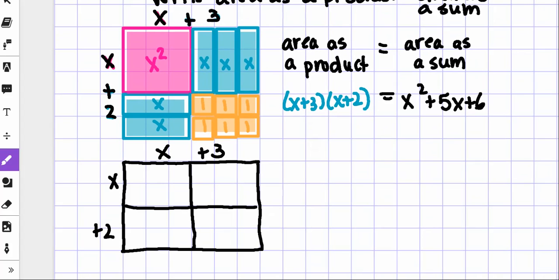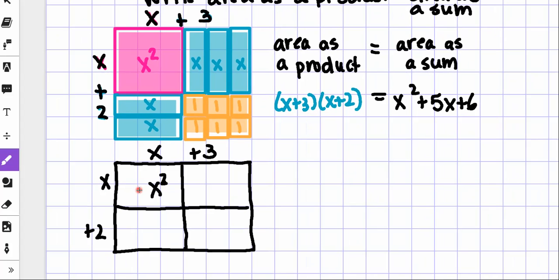And then I multiply to get the insides. So when I'm doing it, this x times x is going to give me this box, which is an x squared. This x times 3 is going to multiply and get this box, which is going to be a 3x. This box is going to be a 2 times x, which is a 2x. And then I'm going to have a 2 times 3, which is a 6. And so you see my area as a product is my outside, my x plus 3 times my x plus 2, okay, just like it is here.